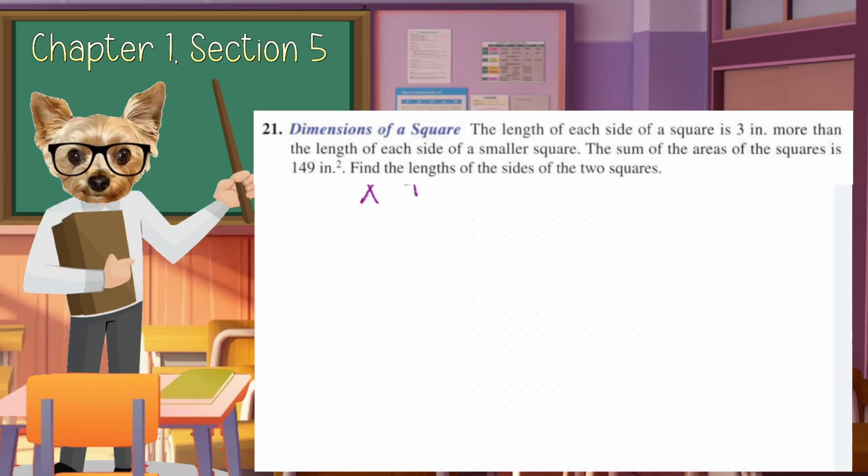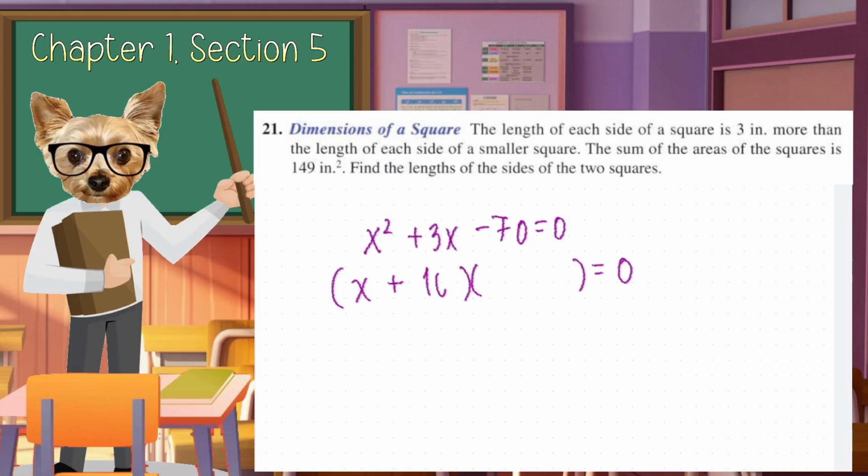x squared plus 3x minus 70 is 0 is where we left off. What multiplies to negative 70 and adds to positive 3? That's going to be x plus 10, x minus 7 when all is said and done. Please remember, we don't use this shortcut unless A equals 1. So here I get x equals negative 10. I can't have a negative side length. And here I'll add the 7, x equals 7.